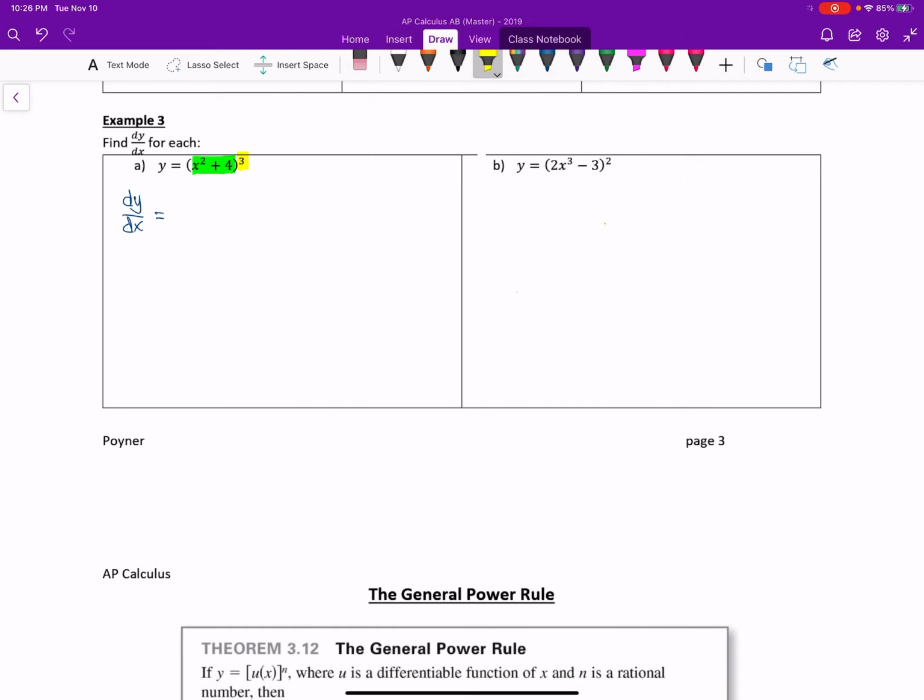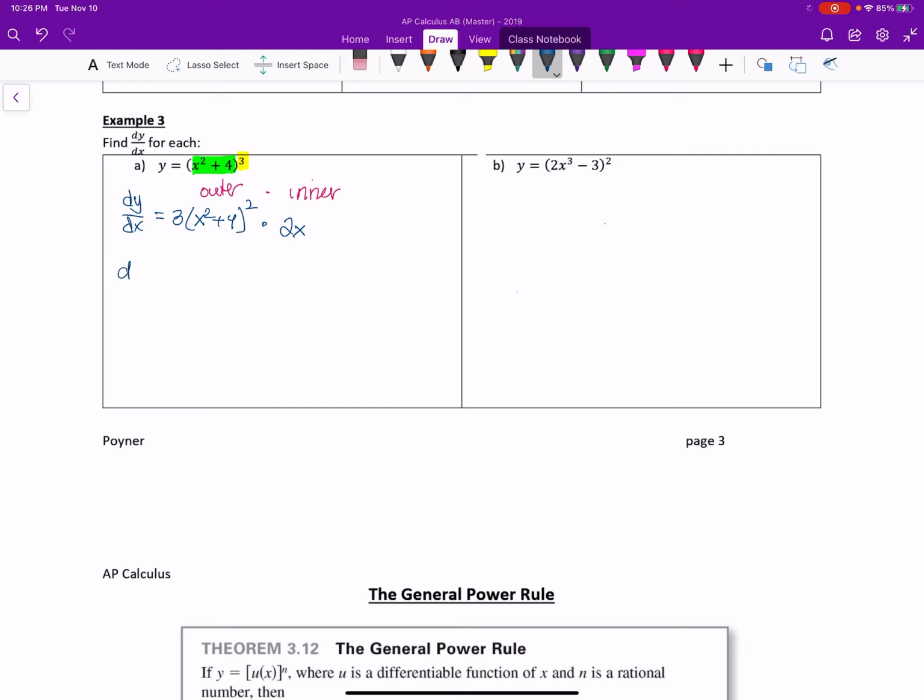So we have to take the derivative of the outer first, and then multiply by the derivative of the inner, like that. So the outer function is the power rule. So it's going to be 3 times x squared plus 4, and then subtract 1, so to the second power. That's just the outer, and all I'm doing is the outer part. I'm not touching anything on the inside. And then we're taking the derivative of the inner, which is 2x.